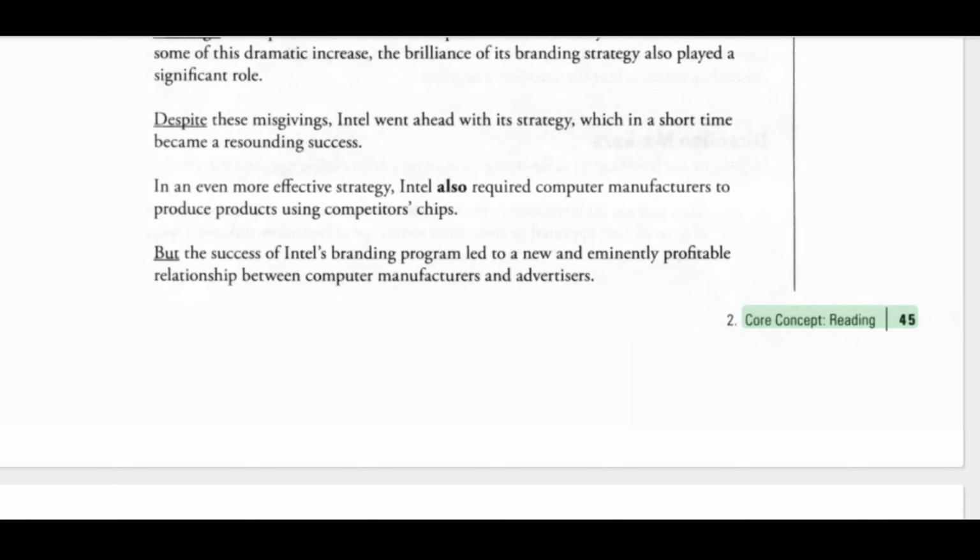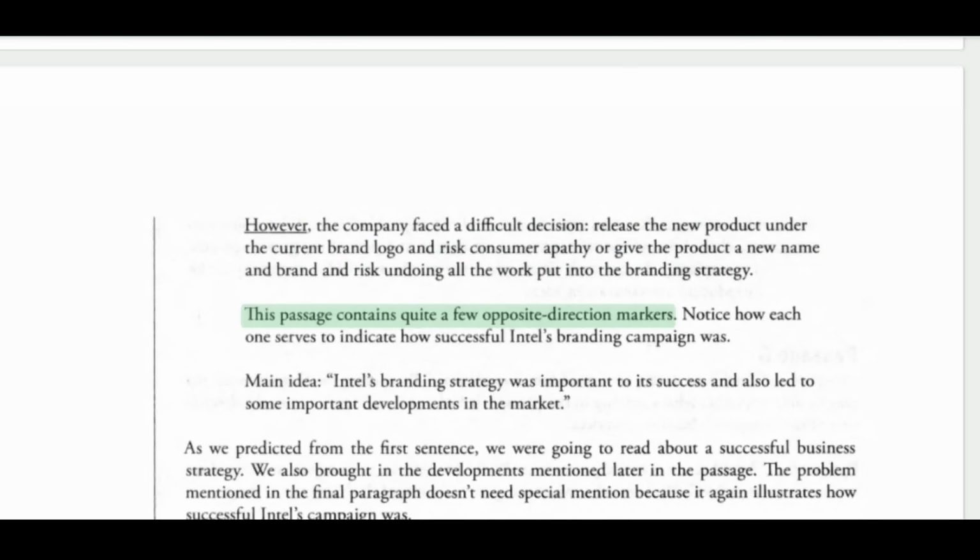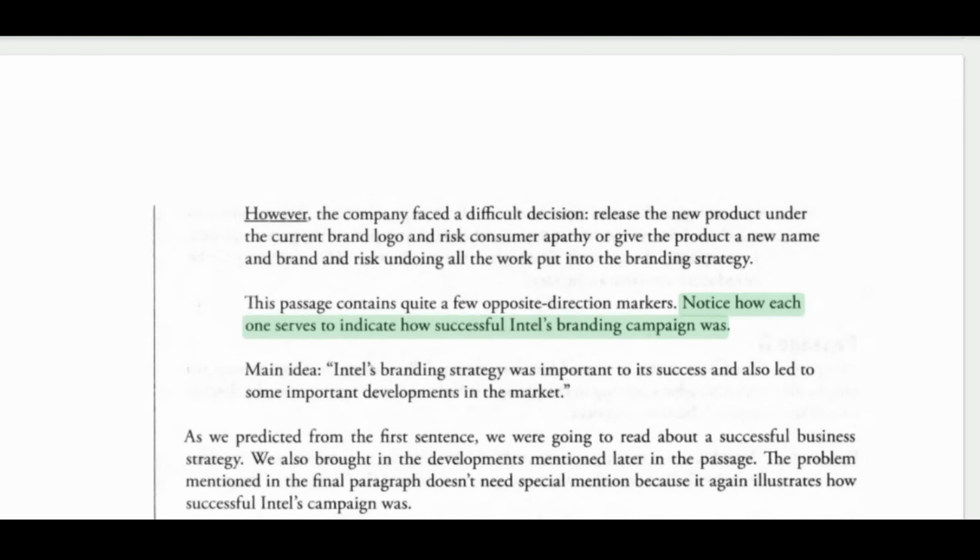However, the company faced a difficult decision: release the new product under the current brand logo and risk consumer apathy, or give the product a new name and brand and risk undoing all the work put into the branding strategy. This passage contains quite a few opposite direction markers. Notice how each one serves to indicate how successful Intel's branding campaign was.